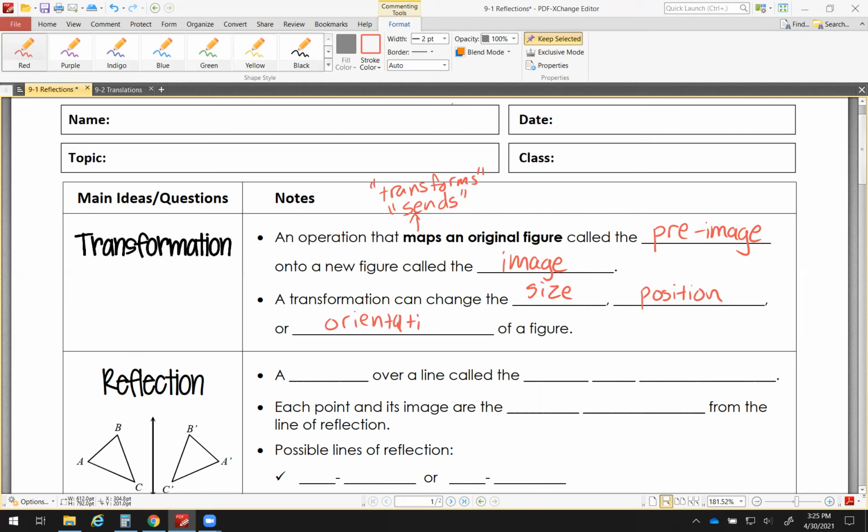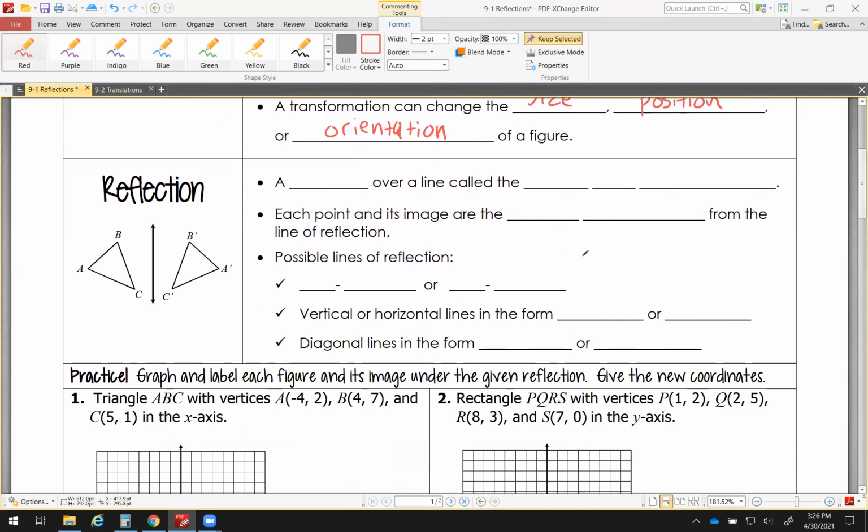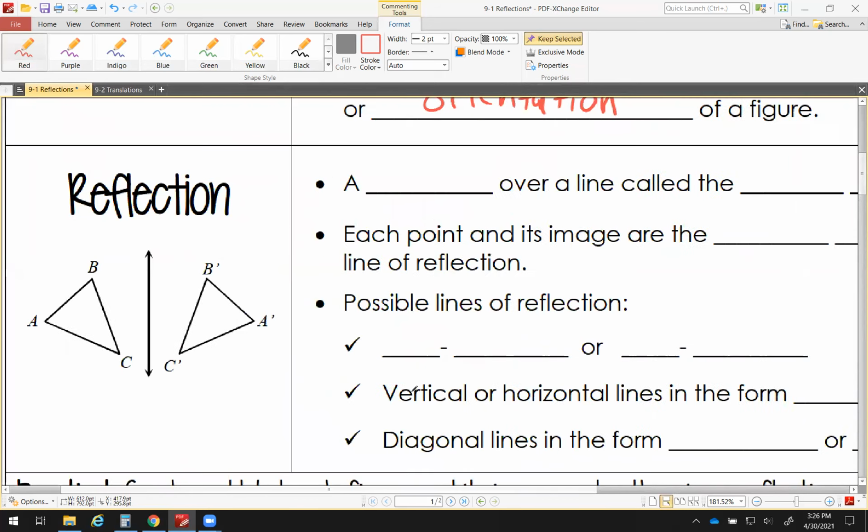One thing it will never change is the shape. It will still be the same shape. It will either be congruent and just rotated or translated, or it will be similar because it's been scaled up or scaled down. Okay, so that's broadly some things about transformations in general. And so we're about to see our first one right now. So a reflection can be thought of as a flip over a line.